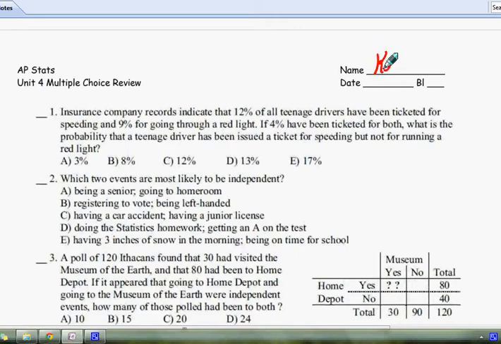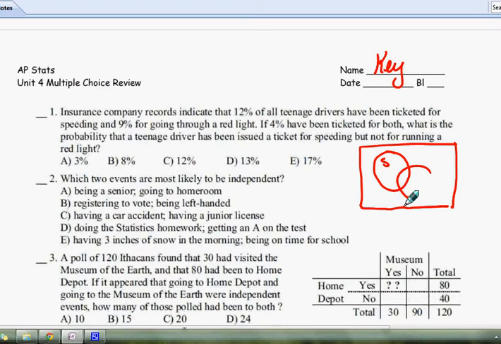So, here we go. Number 1 is talking about finding the probability that a teenage driver has been issued a ticket for speeding, but not for running a red light. Well, for this problem, as with most of the problems where we're given two sections with an overlap, drawing a picture might be the best way to do it. So we have a speeding ticket and a red light ticket. So 4% have had both, which means if 12% have been ticketed for speeding, that means minus the 4, that's 8 goes here. 9 for red light, minus 4, 5 goes here. So what's the probability that you've been ticketed for speeding but not for running a red light? That would give you B.